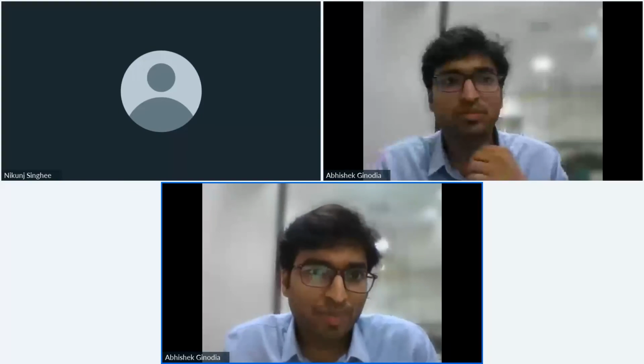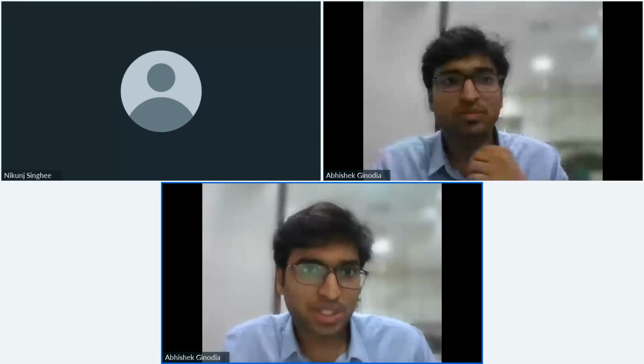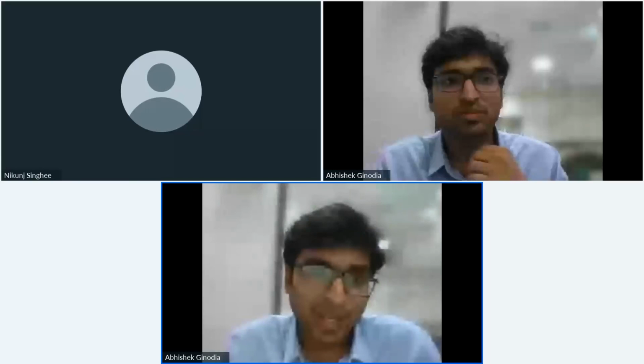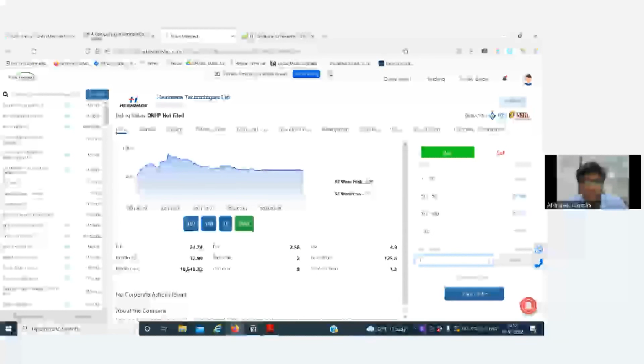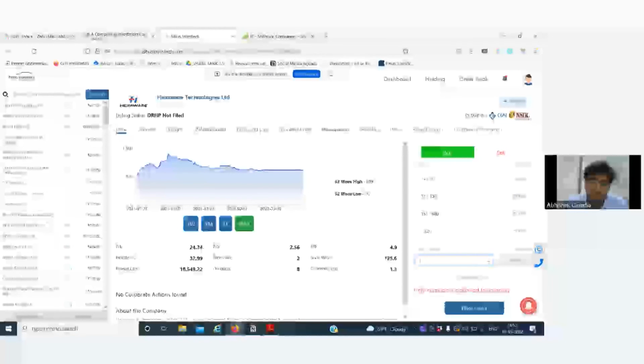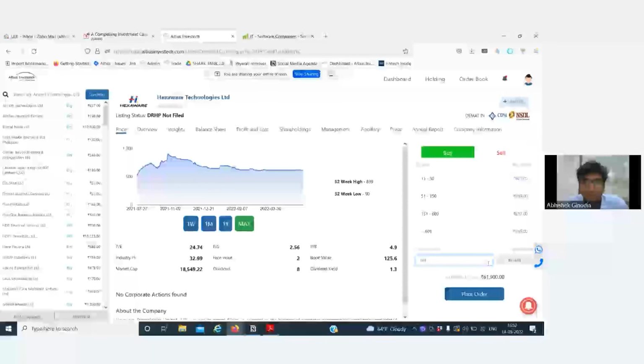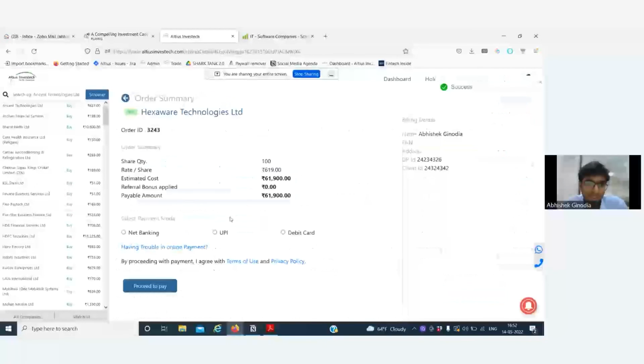We have a platform called trade.altiusinvestech.com, which I was using to show you the graph. If you were to invest into Hexaware, all you would need to do is enter the quantity here. So if I decided to buy 100 shares of Hexaware, I could just enter my quantity here and click on place order. This will take you to an order summary screen, and you can decide what mode of payment you want to use. Click on proceed to pay.